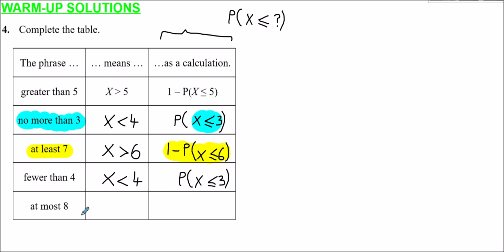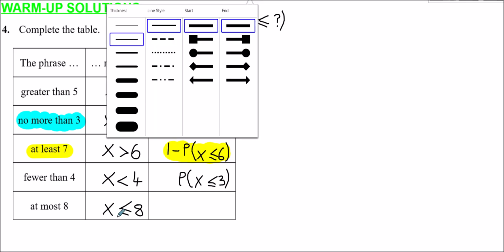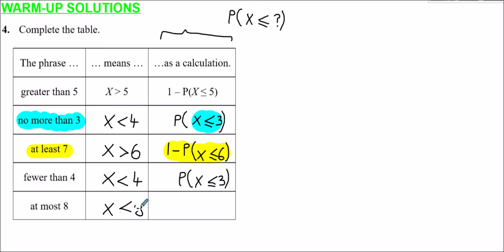And finally, at most 8, that means it can equal 8. So we want x to be up to and including 8, but no more. So that's what we're wanting. Or alternatively, we could say here that we want x to be less than 9. So as an alternate way of thinking about it, if you want to, we could have here that x is less than 9. Using this symbol here, it means we want to calculate the probability that x is up to and including 8, but no more. So that's the warm-up done.